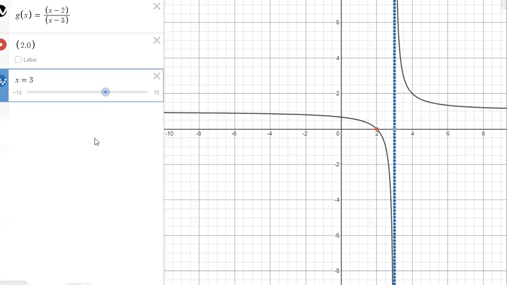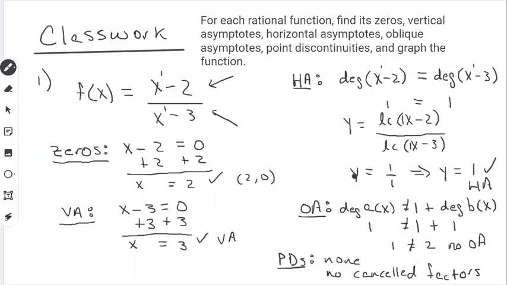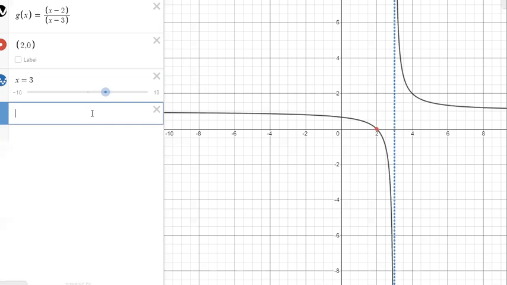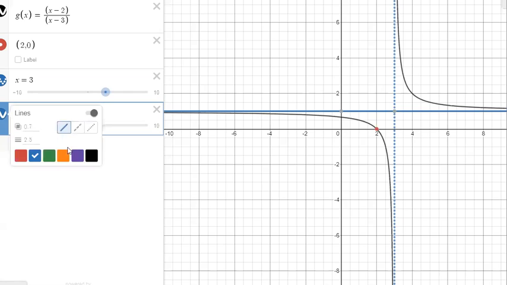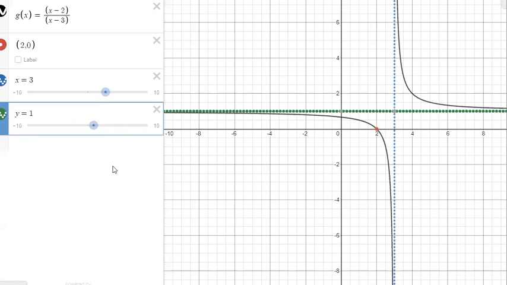The next thing that I want to graph is the horizontal asymptote. That's my next characteristic. I know that it's going to be y equals 1 right here, right? y equals 1. That's my horizontal asymptote. And that's my blue line right there. I'm going to change that to green and dotted. Notice that it neatly matches up with the function.